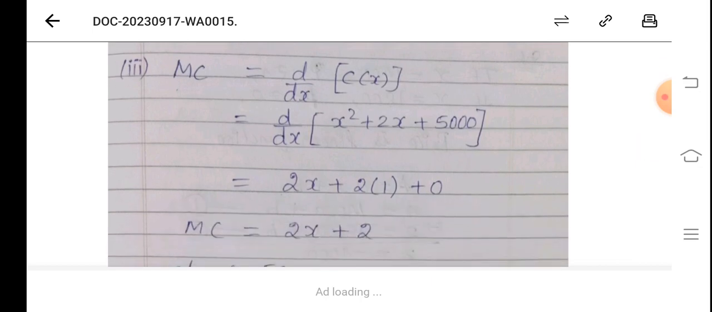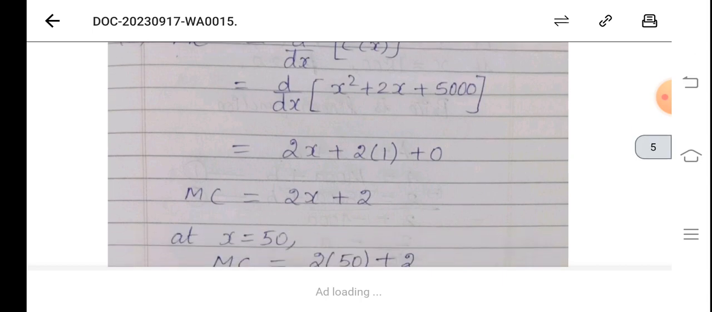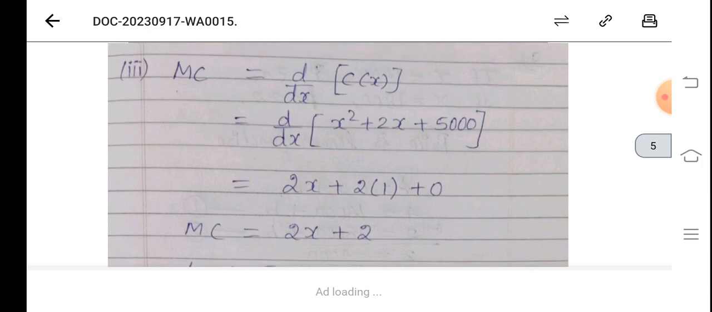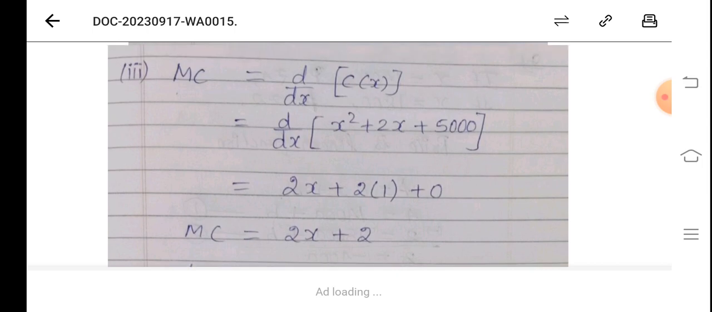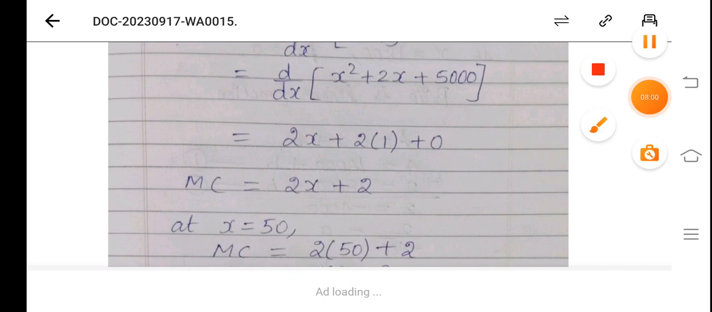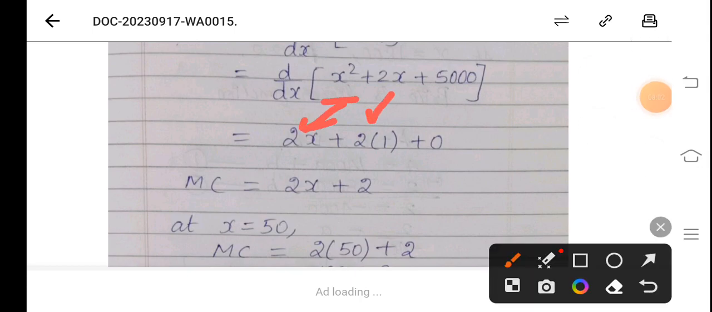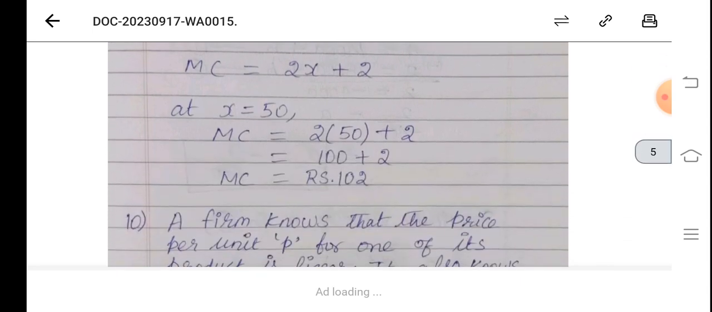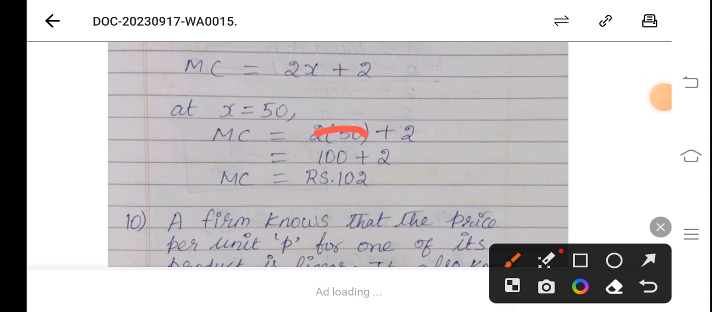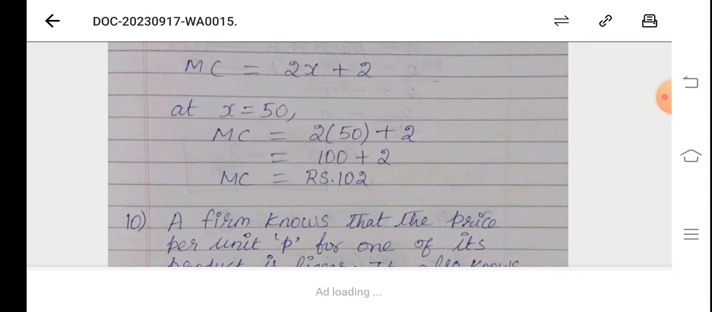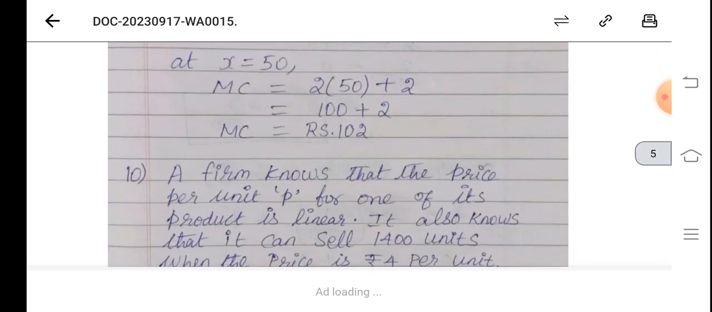Only thing, you have to remove the cost of producing the 21st pen; we have to subtract like this. MC, marginal cost, is d by dx of C of x. So we are going to differentiate the cost function. Then you have to apply the value x equals 50. Marginal cost is the rate of change of the cost function. X square differentiation is 2x, 2x differentiation is 2 into 1, 5,000 constant differentiation is 0. So we got 2x plus 2. Apply x equals 50: 2 into 50 plus 2, 100 plus 2, we got a value of 102. So marginal cost we found as rupees 102. Is it clear? Kindly check it. I hope it's easy.